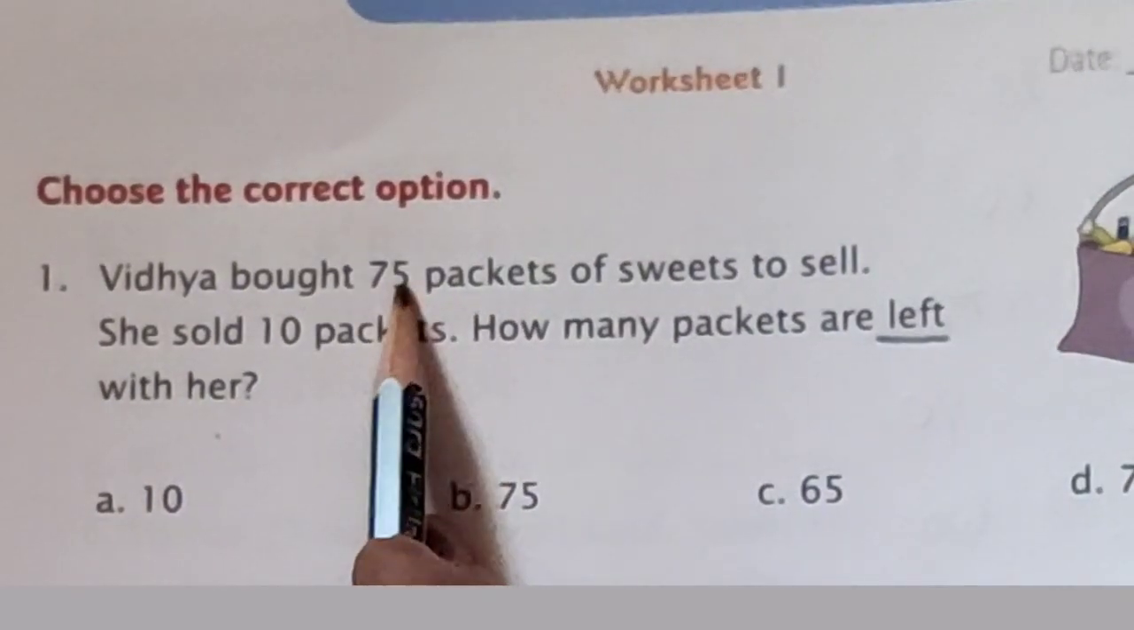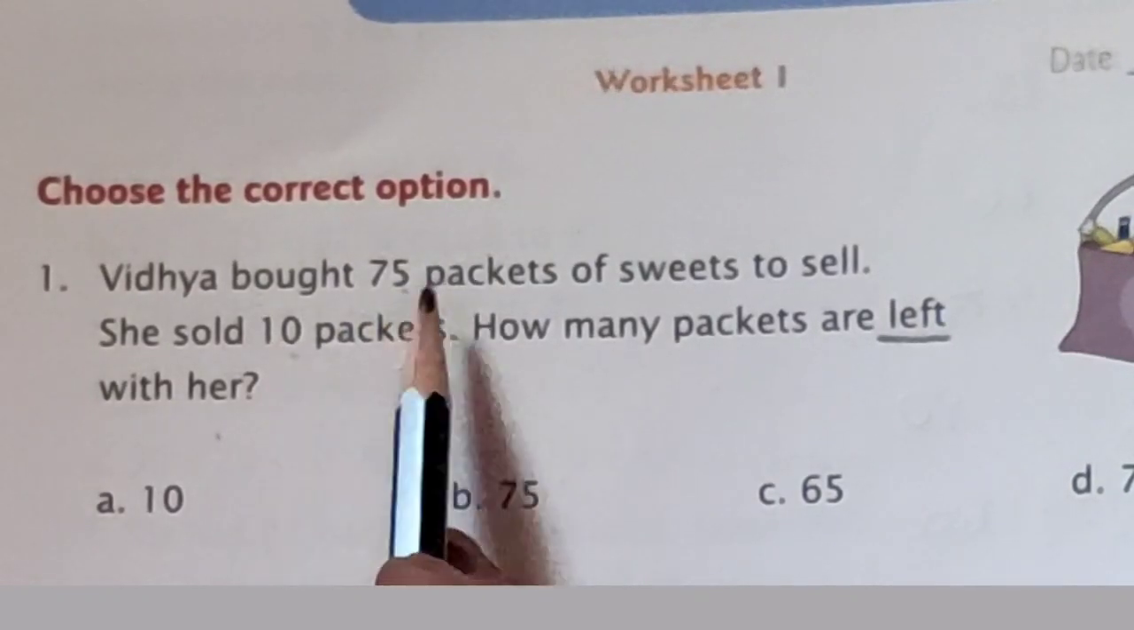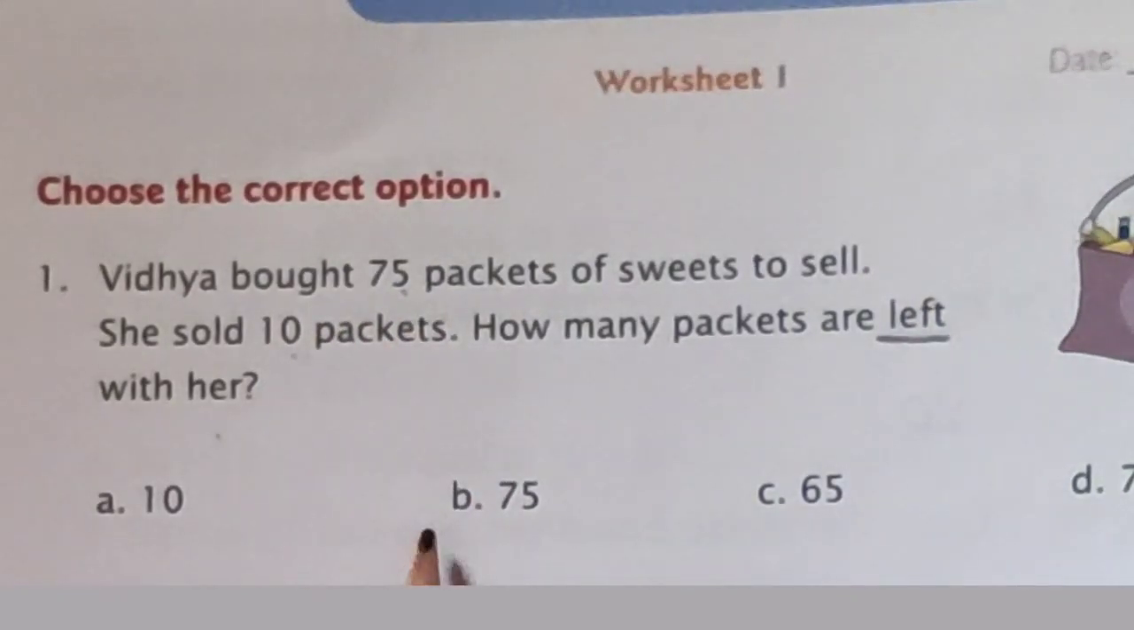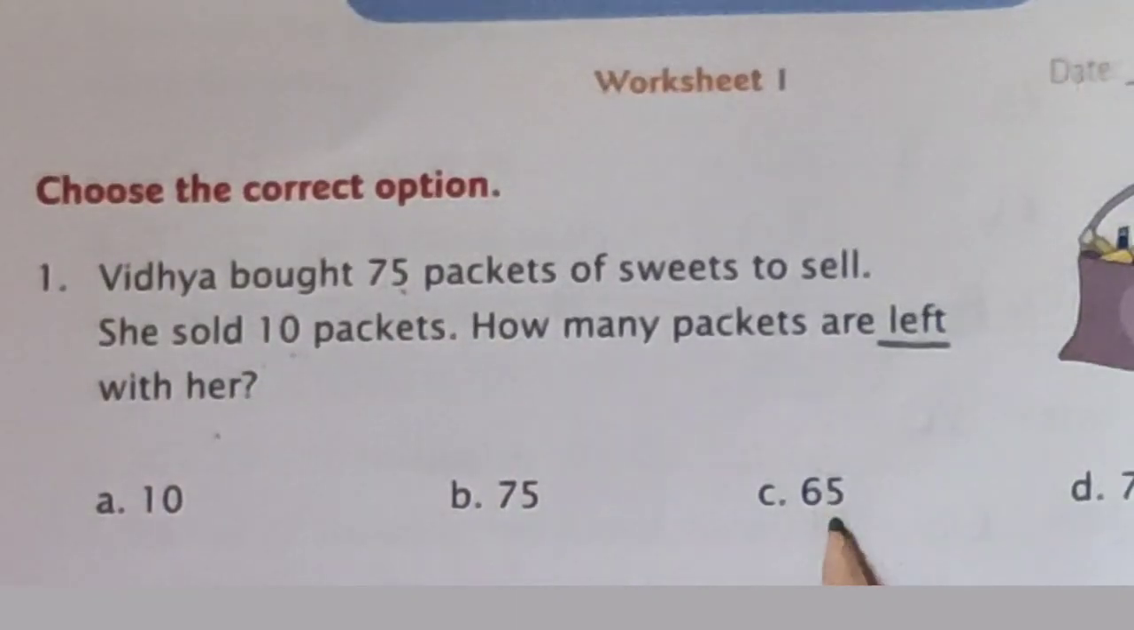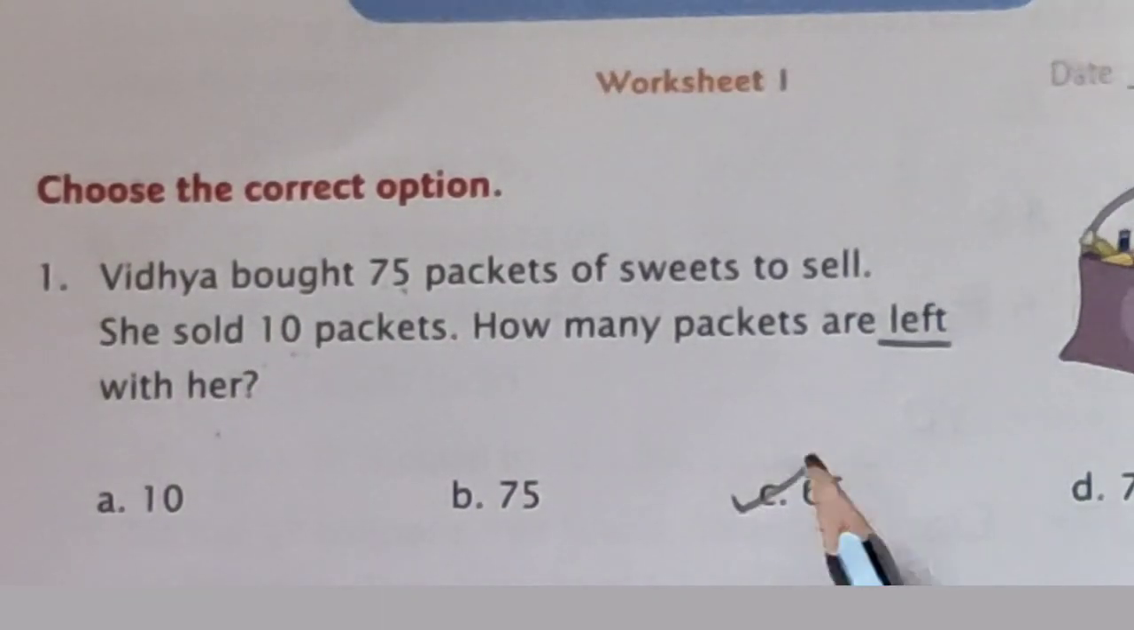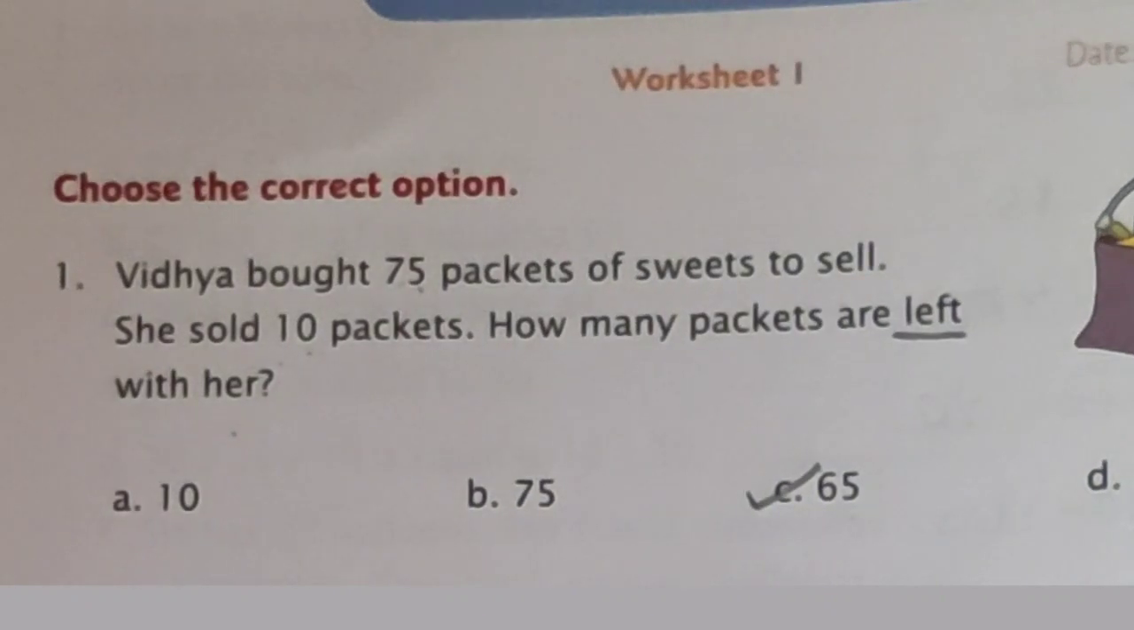Here ones place is 5, here 0. So 5 minus 0 is 5. Next is 7 minus 1 is 6. That is 65. Tick C option, 65.